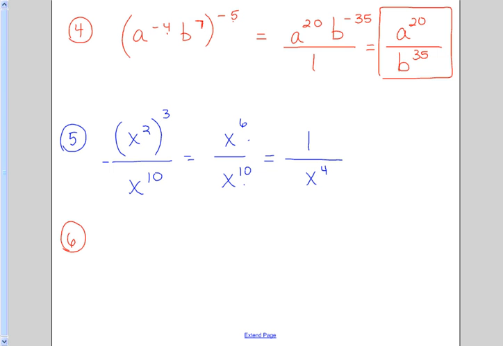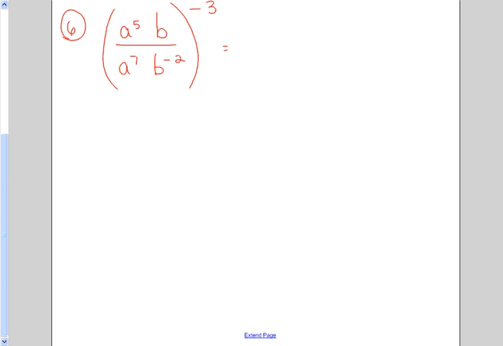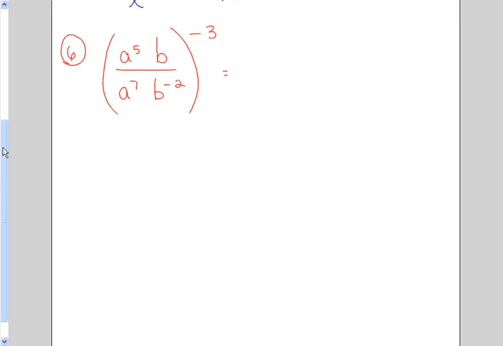Okay, so if I have, let's look at a to the 5th times b over a to the 7th times b to the negative 2, everything raised to the negative 3 power. Okay, this is probably going to be the most involved problem that we're going to have. But follow my steps. Get rid of my parentheses first. Notice everything is in the parentheses, so everything gets multiplied by the negative 3.